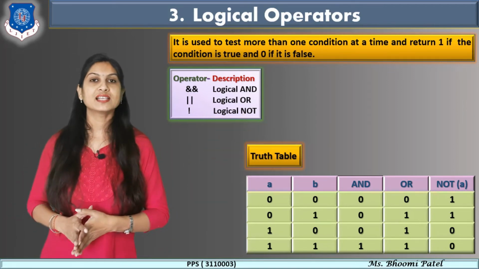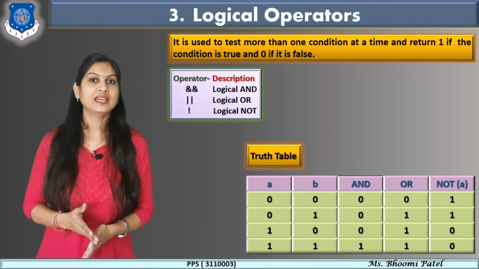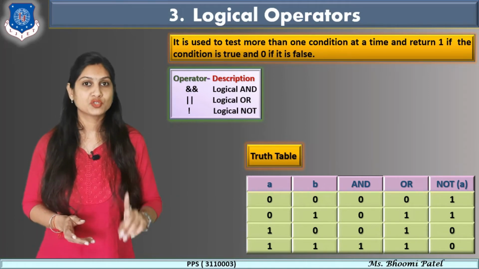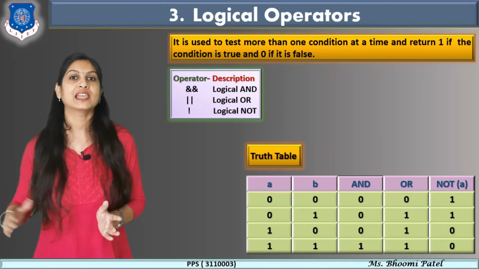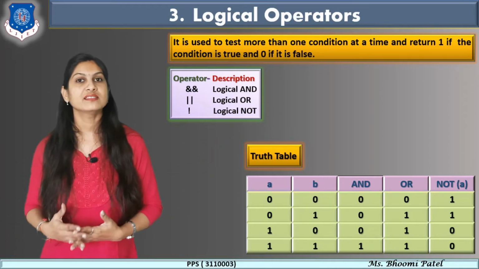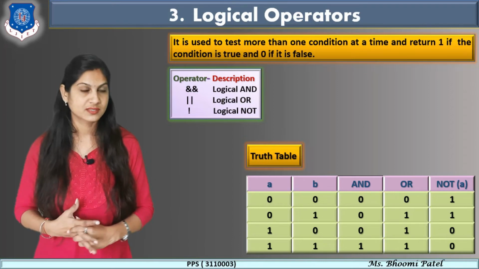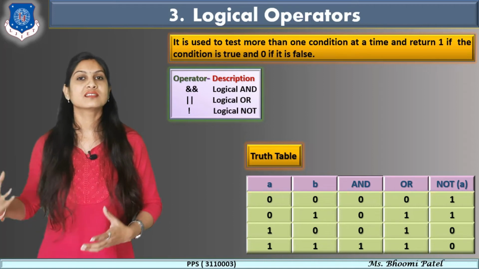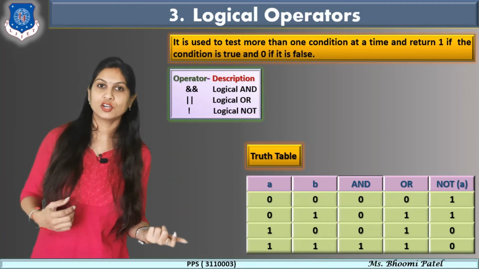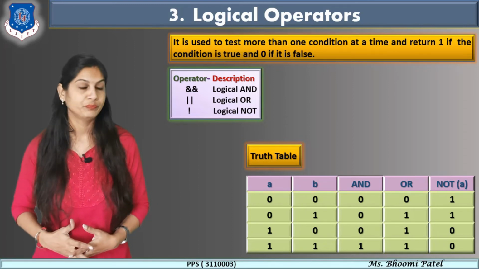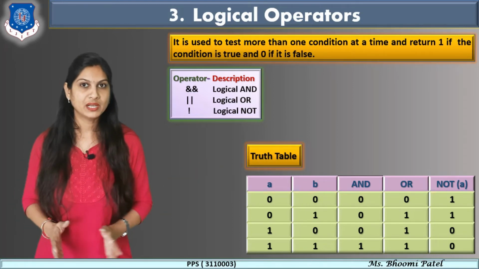Then the OR gate has a different meaning: if any one condition is true, then it jumps directly to the true part. But if both are false, then it returns false. And the last is the NOT gate. NOT gate means what? It is just the complement. If it is 0, then make it 1, and if it is 1, then make it 0. These truth tables you people know very well.